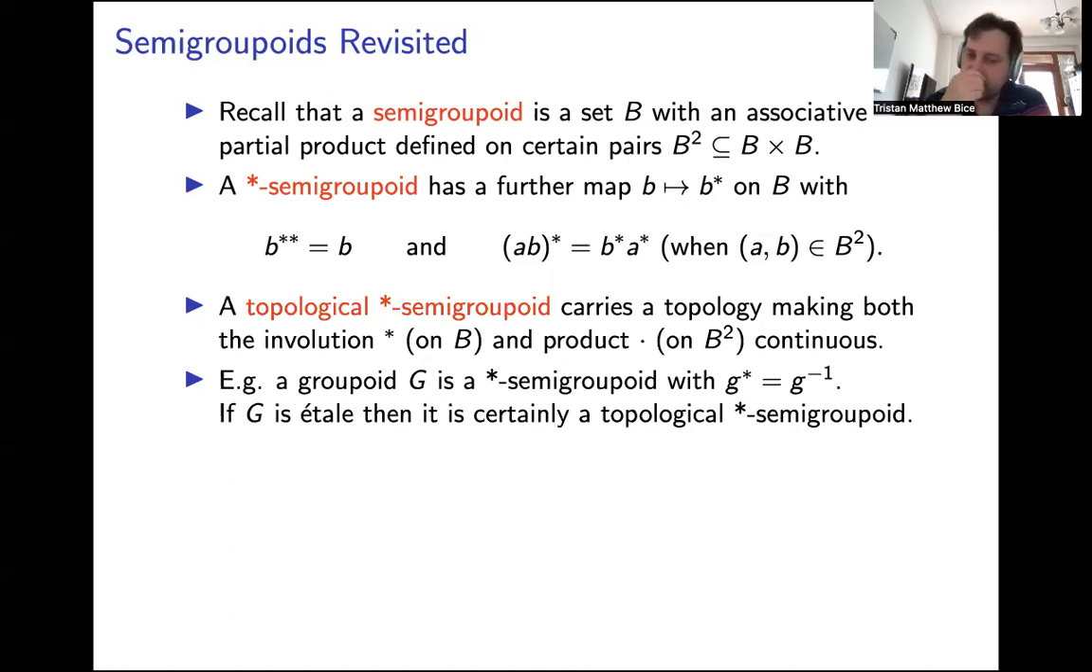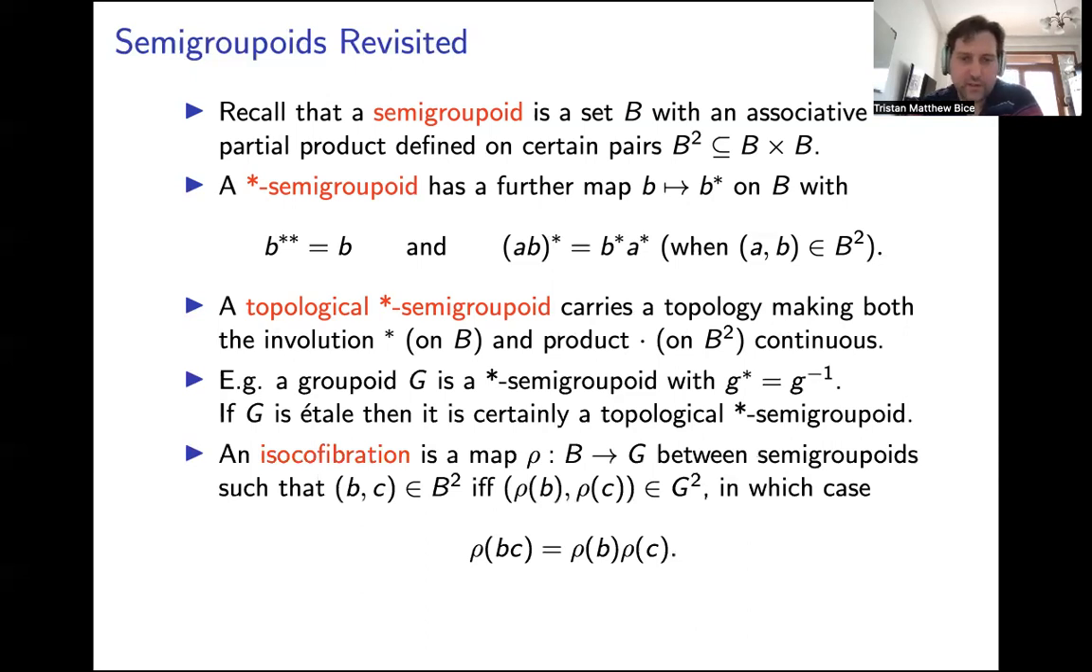But we already know plenty of examples, namely étale groupoids. If you have a groupoid, it's definitely a star semigroupoid where your star in this case is just given by the inverse. And if your groupoid is étale, then all the relevant maps have to be continuous and also open. But here we only care about continuity. So in particular, this inverse is definitely continuous. The product is continuous. So it's a topological star semigroupoid.